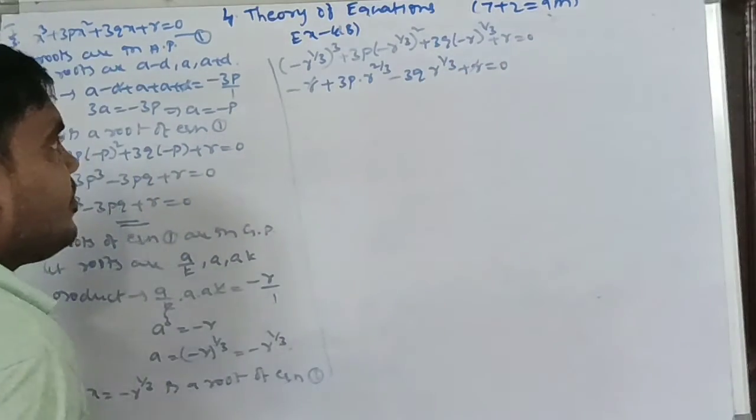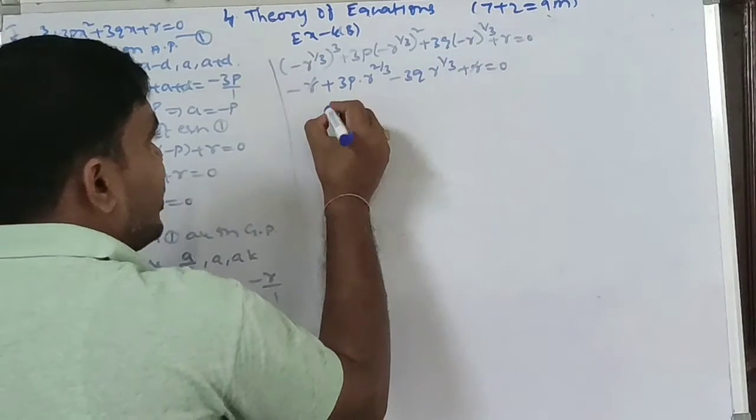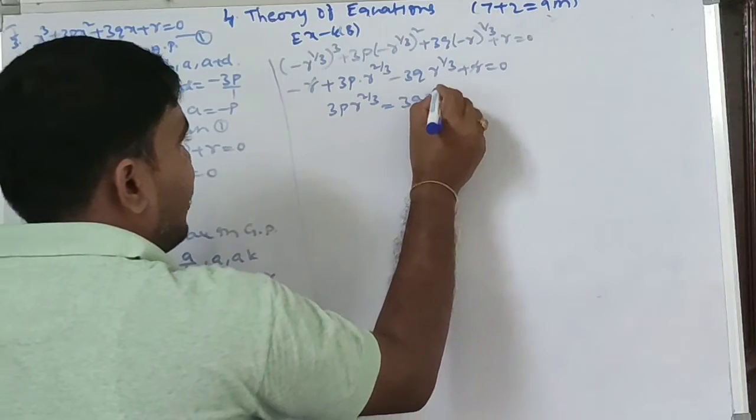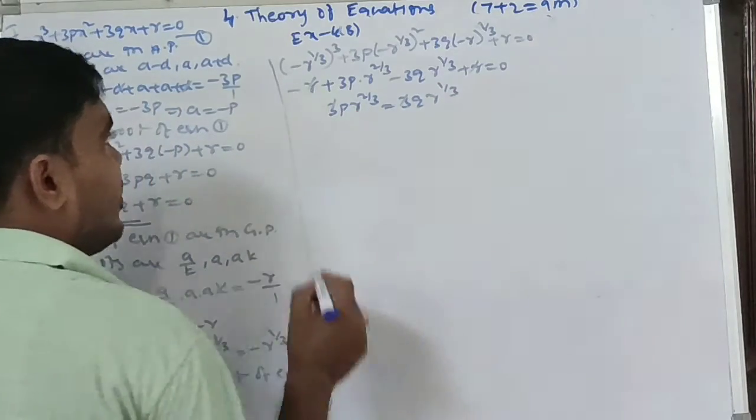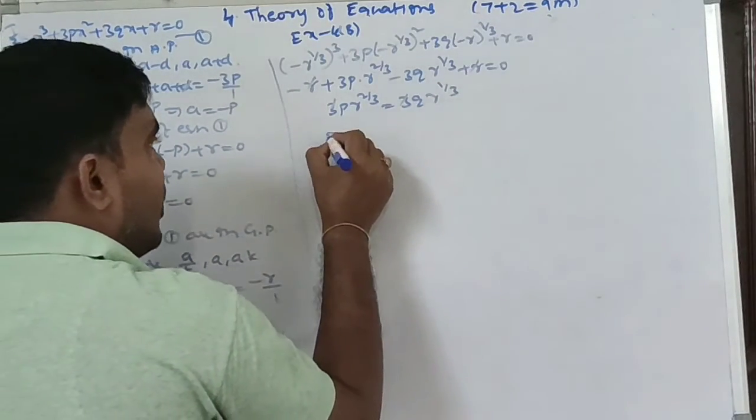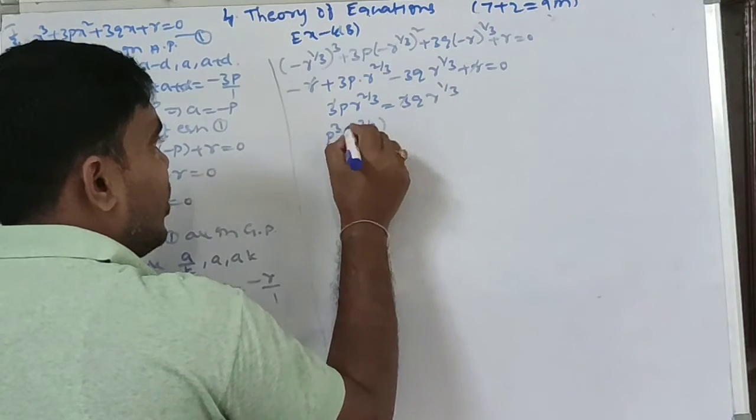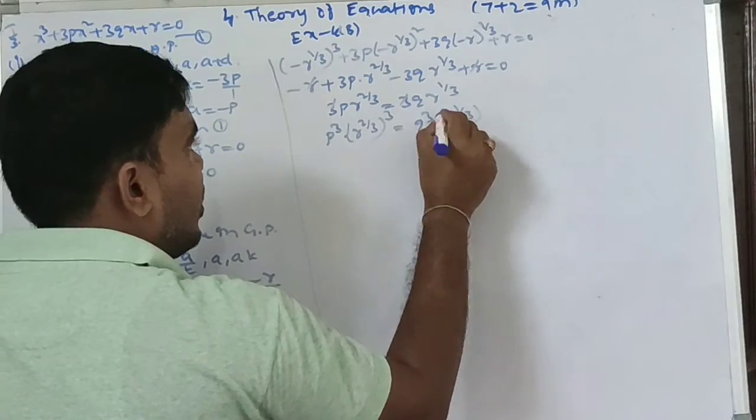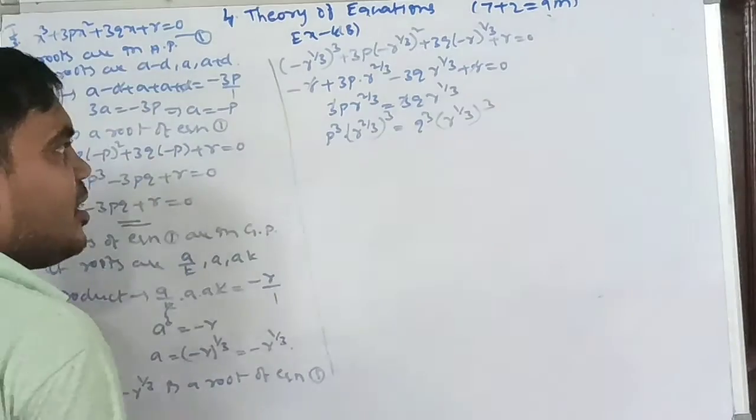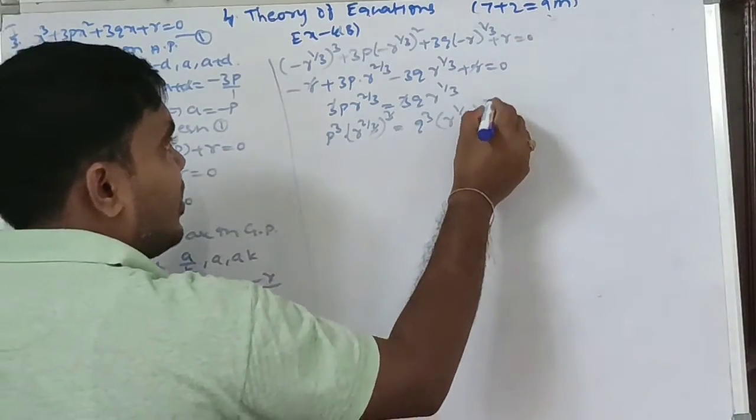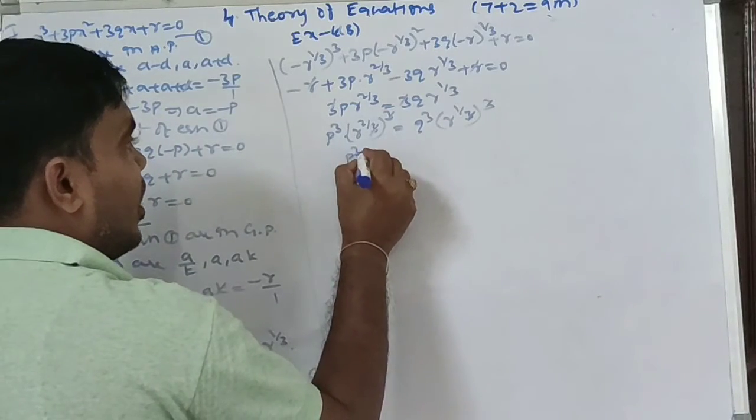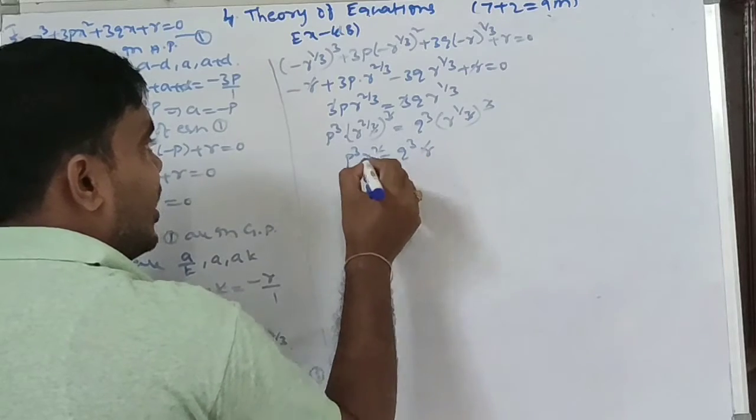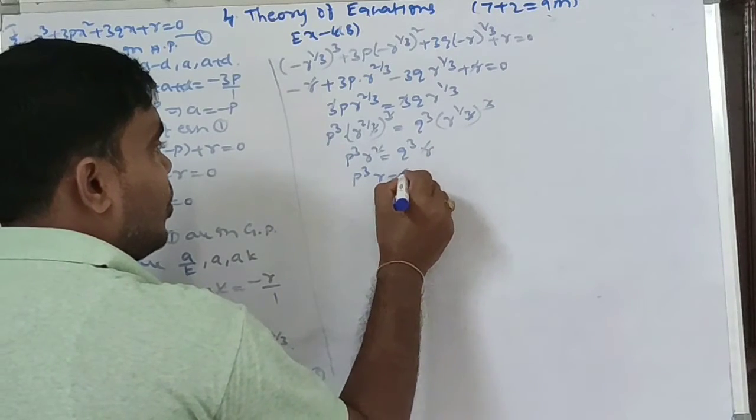R cancels. Next, bringing this one outside: 3p R^(2/3) equal to 3q R^(1/3). 3 cancels. Cubing both sides: p³ into (R^(2/3))³ equal to q³ into (R^(1/3))³. Cubing on both sides, 3 cancels, 3 cancels. p³R² equal to q³R. R on both sides also cancels.